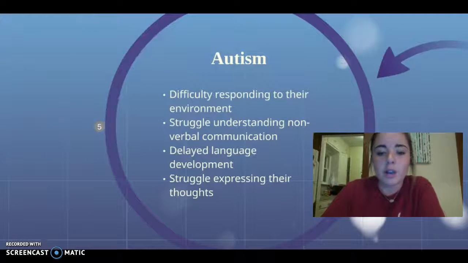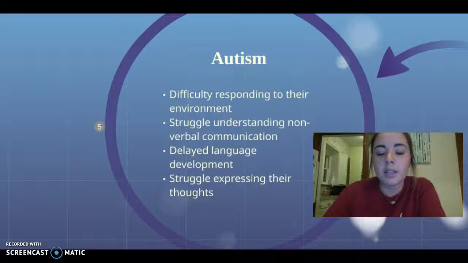The next one is autism. And with autism, students have a difficulty responding with their environment. They don't understand some of the things that's going on, so they have a difficulty responding to what's happening. They also struggle with understanding nonverbal cues like eye rolls, and when people get frustrated, maybe they pause a little bit. They don't understand those as well as a person who did not have autism does.